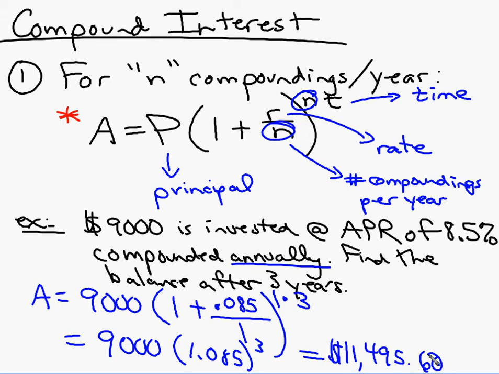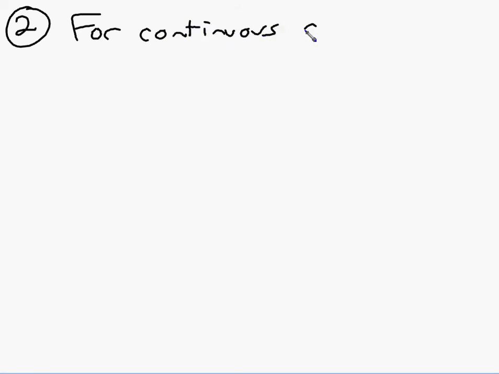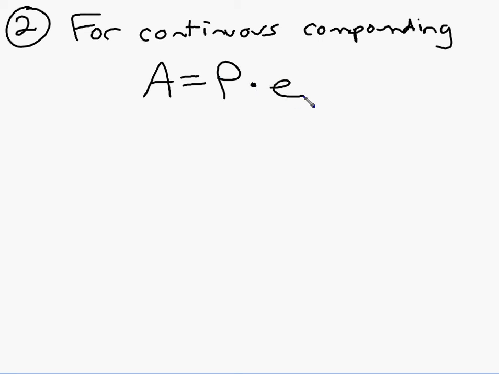Let's actually look. This is our first formula. Let's look at our second formula, for what's called continuous compounding. That means the interest is compounded continuously. Now that doesn't mean it's going to be worth more, okay, because it's calculated more often. The formula is A equals P times E to the RT.